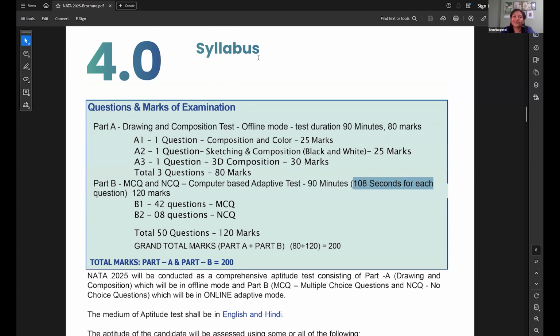Thank you so much. Thank you, ma'am. It was nice understanding the whole paper pattern.